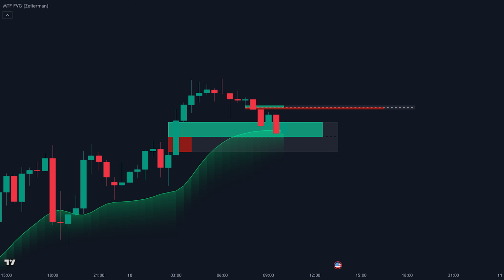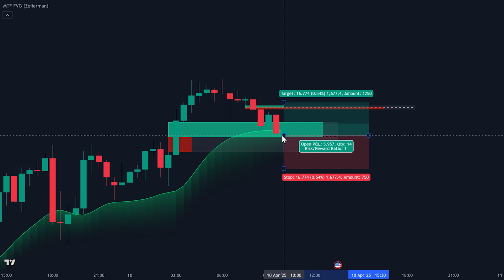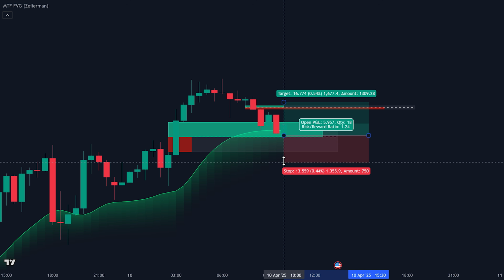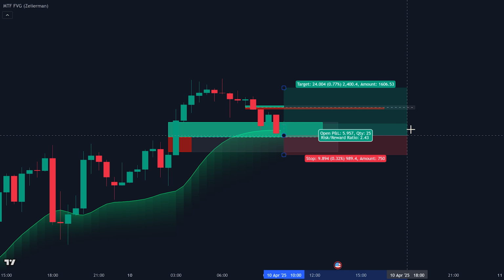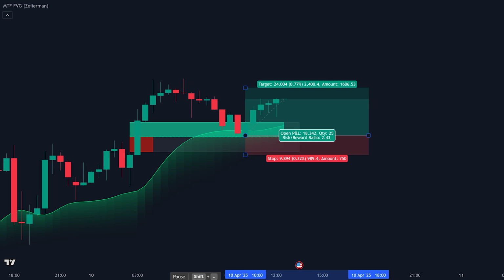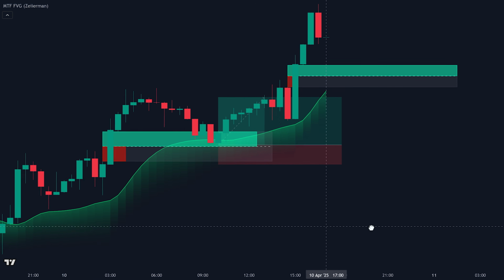With all conditions met, we place our buy entry at the midpoint of the fair value gap. Our stop loss goes just below the gap to protect the trade. Then, we set our take profit at the next swing high. As you can see here, the trade played out well and ended in profit.